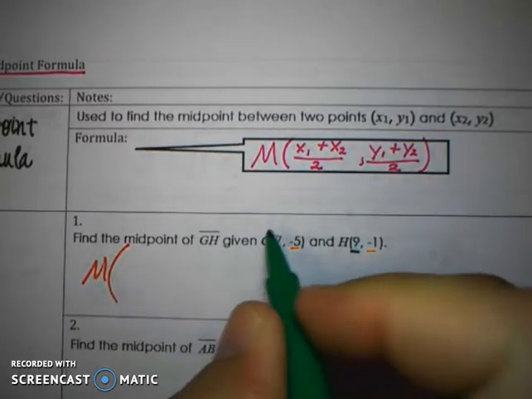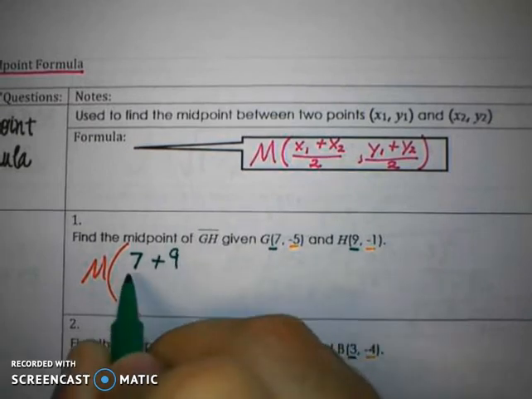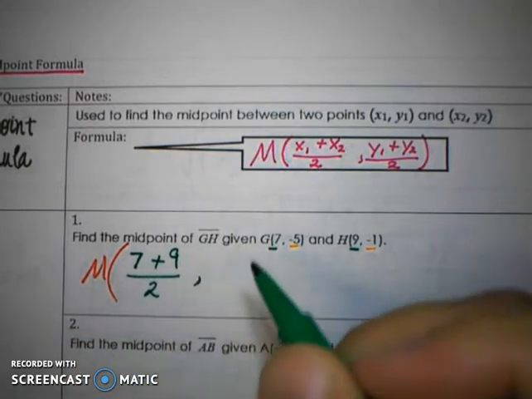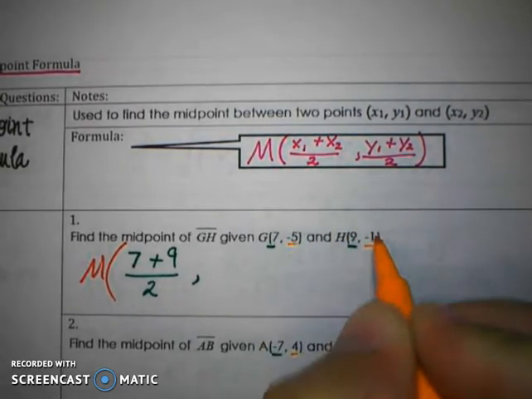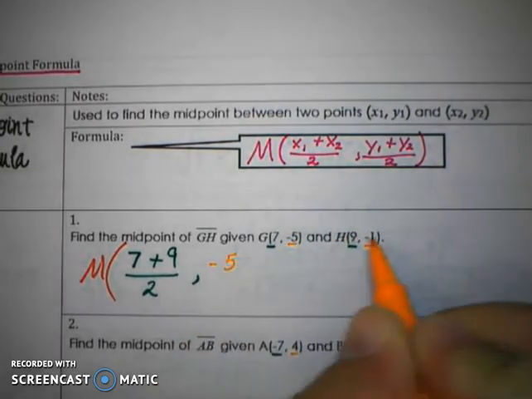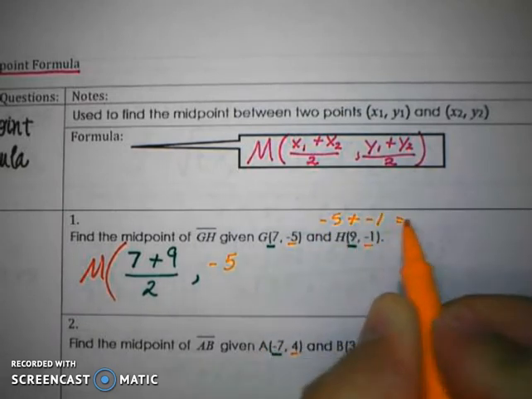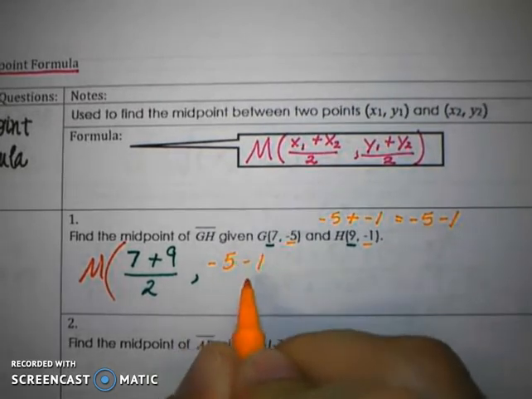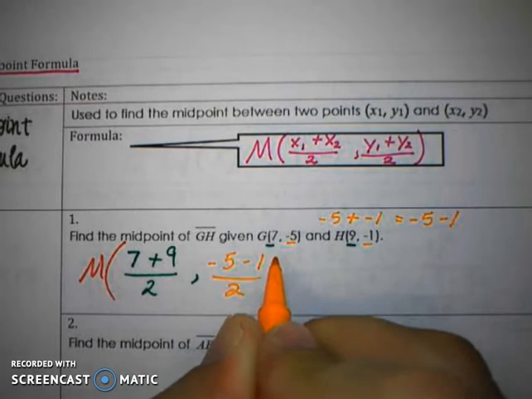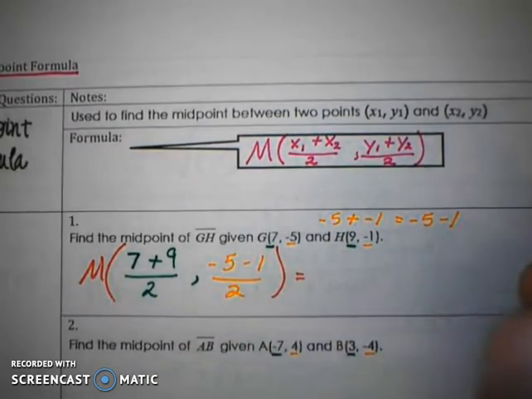So we're going to start with our x's. We're going to take 7 plus 9 over 2. Then we're going to take -5 plus -1. -5 plus -1, we're just going to change to -5 minus 1. Then we're going to simplify.